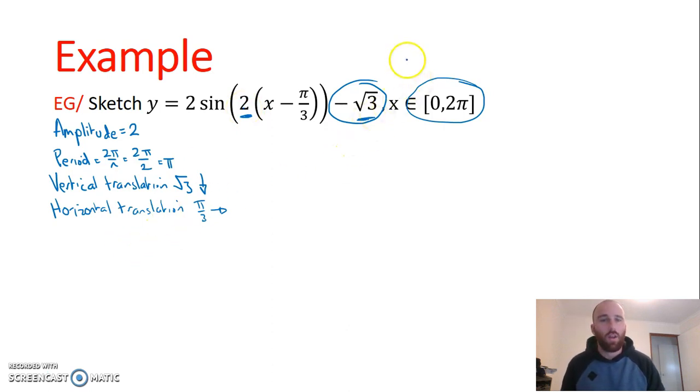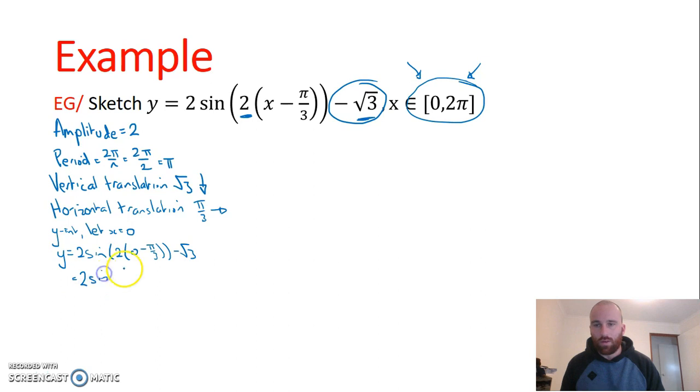So what we're going to do, remember, first of all, I'm going to find my starting and end points. I'm going to put in my y-intercept. Let x equal 0. So y equals 2 sine of 2 bracket 0 minus pi on 3, minus square root 3. So 2 times negative pi on 3 is minus 2 pi on 3, minus square root 3.